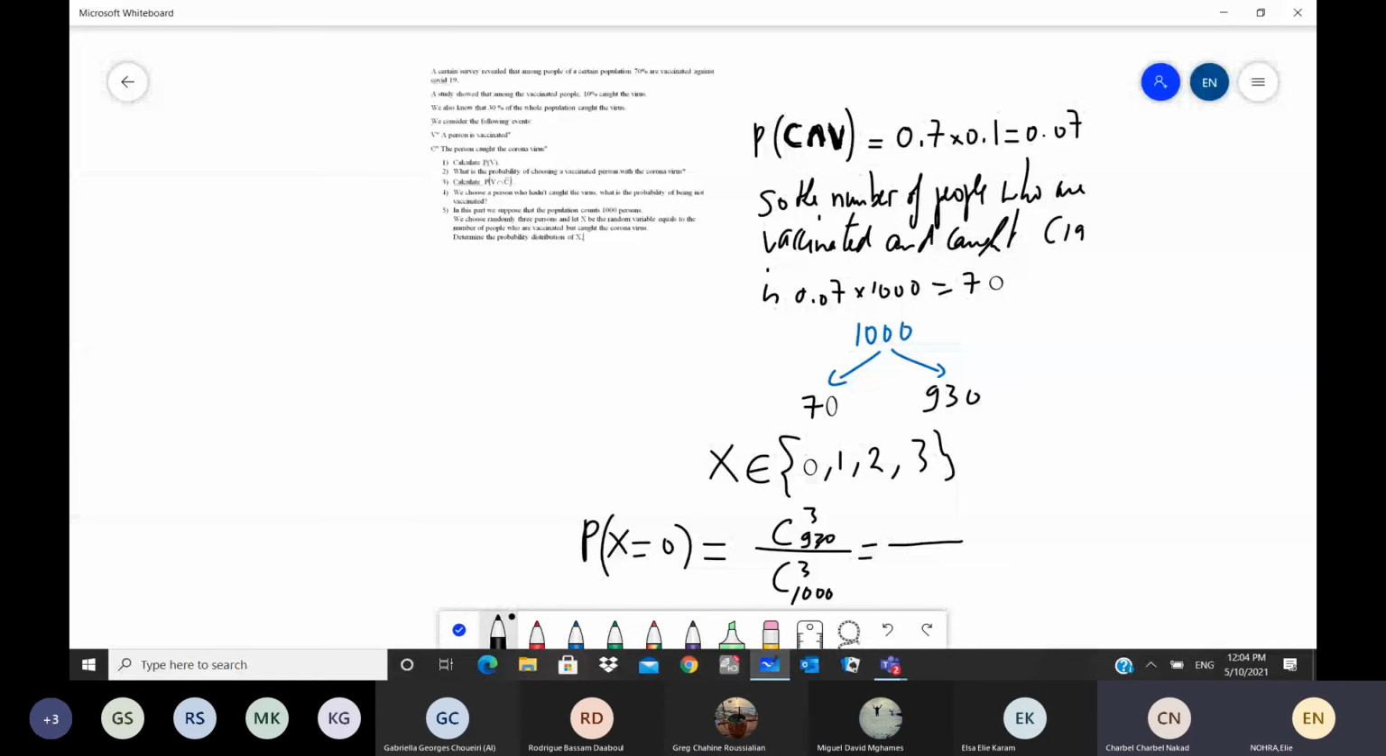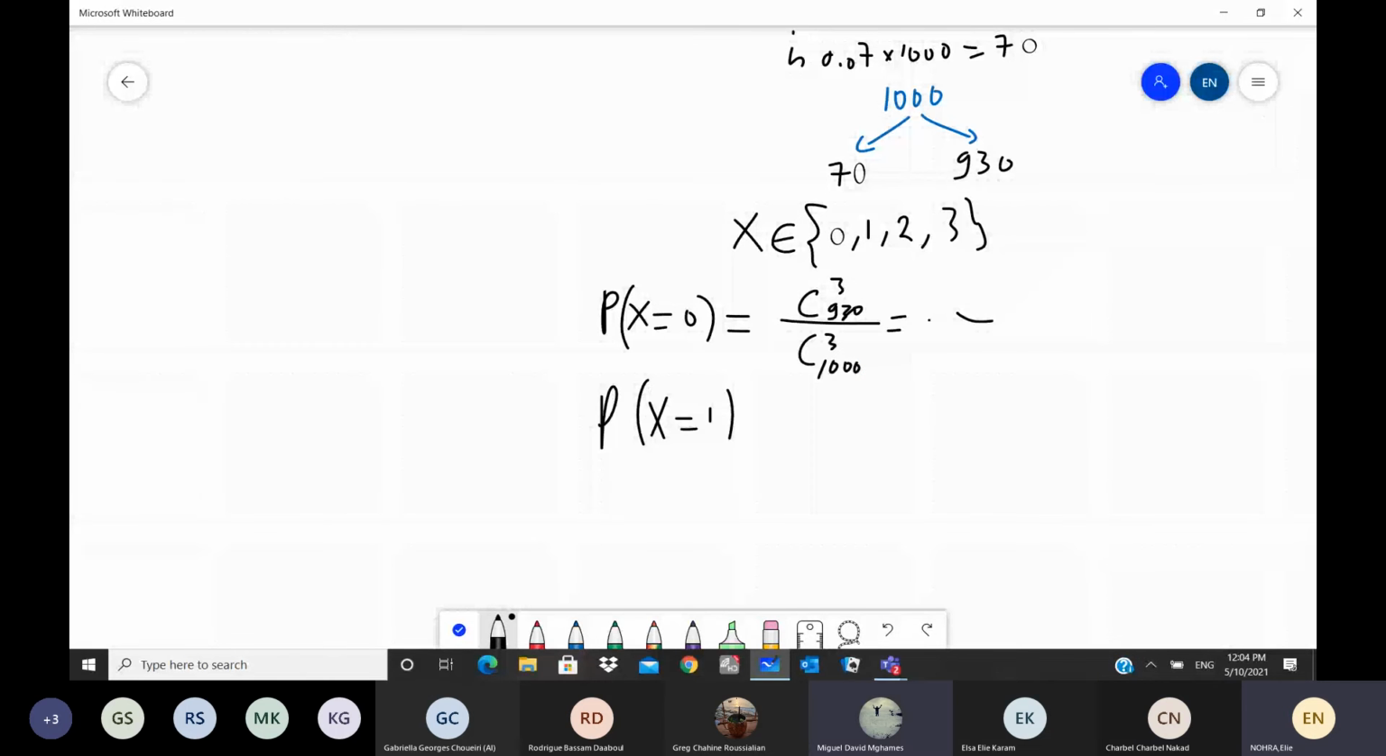How about we change the given, instead of 1,000 people we make it 100 people. It's no big deal. If I did this by mistake in the test and left it 1,000, whatever you write here would be correct, because I need the formula, which is C3 930 over C3 1,000. Let's leave it without an answer because I don't care about the answer. We'll make it 100. Okay.